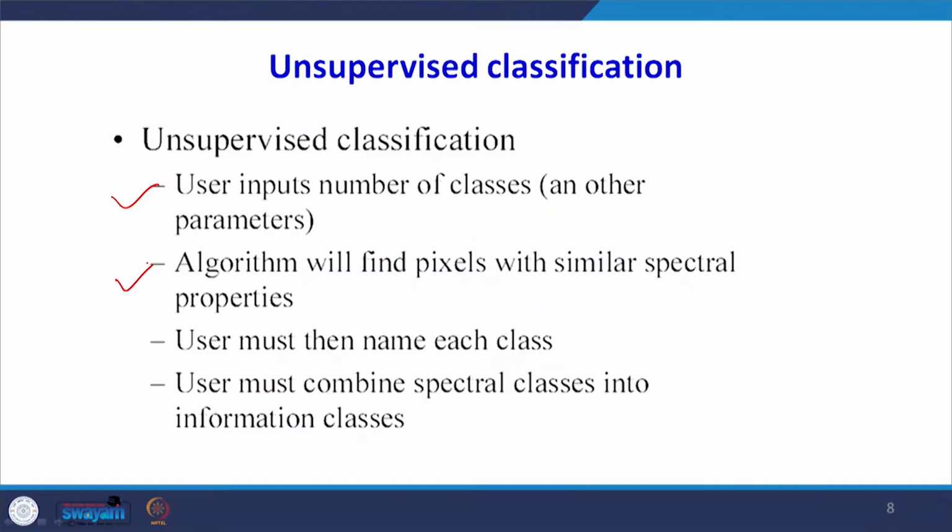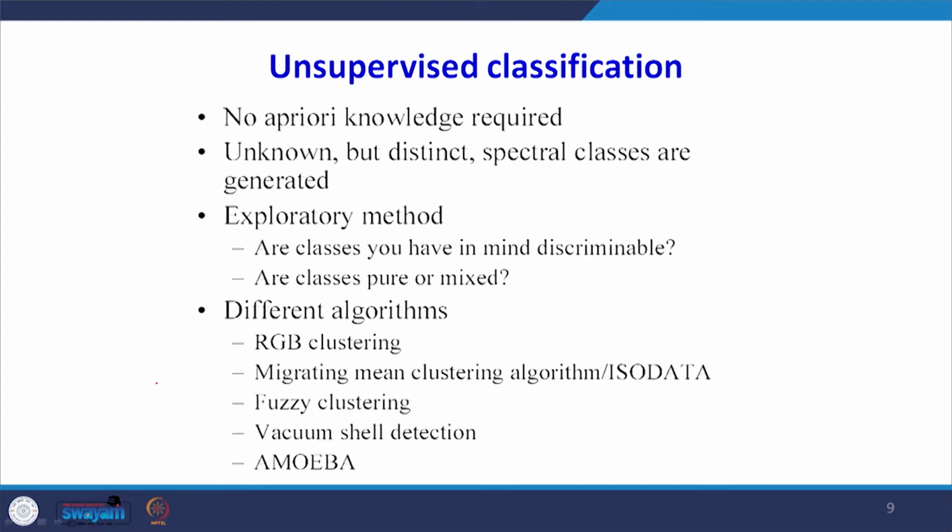Then the algorithm, on the basis of the number of classes which you want to identify, finds pixels with similar spectral property. So, here also the DN values are important, the spectral signatures of those objects are very important. Then the user must name those classes after the classification has been done, and maybe it is necessary that some of the classes are spectrally similar. So, we have to combine them together to make one single information class, or sometimes it is the other way around, we have to split them further to make two classes.